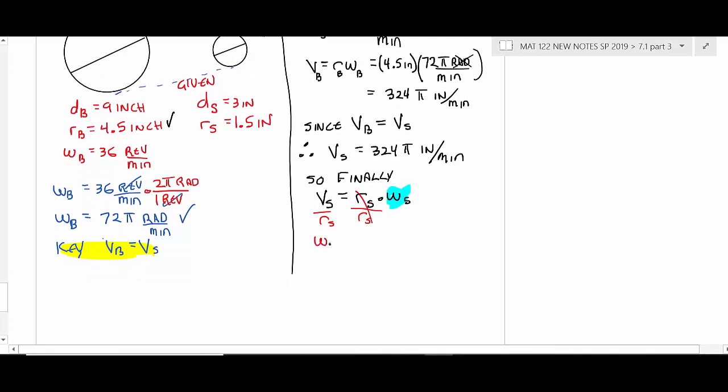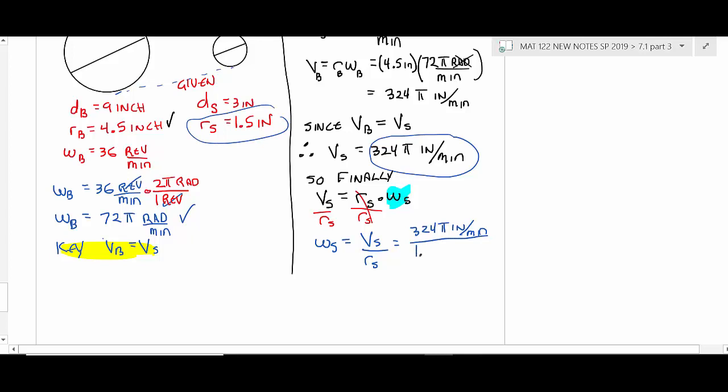Okay, so the angular velocity of the small is the linear velocity of the small over the radius of the small. Okay, so we know this. We know the linear velocity of the small is this. So that's 324 pi inches per minute. We know the radius of the small is this guy. So we have this. Now those inches are going to cross out, and we're going to end up with radians per minute.